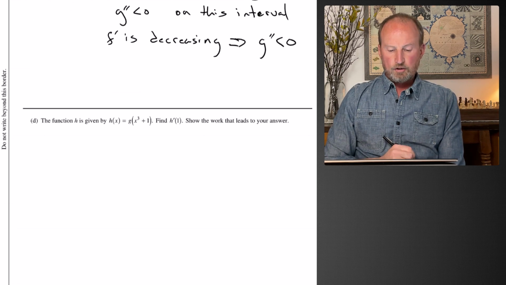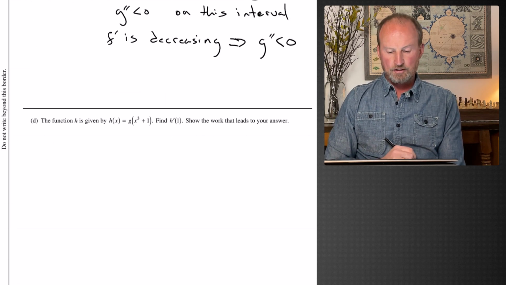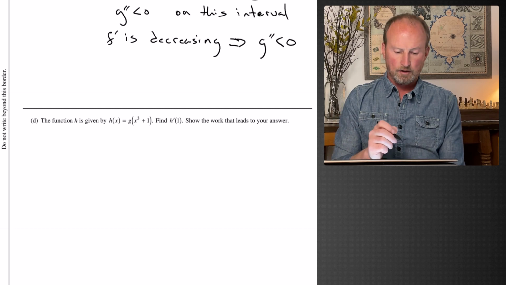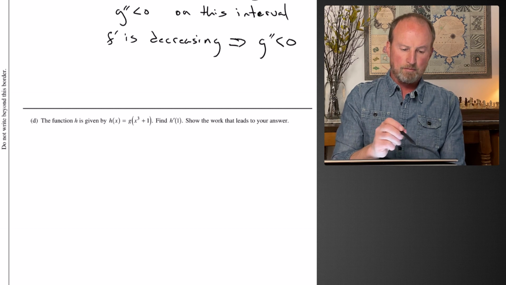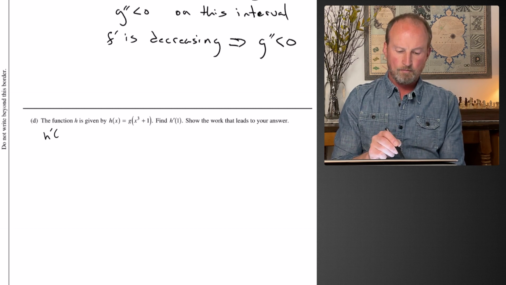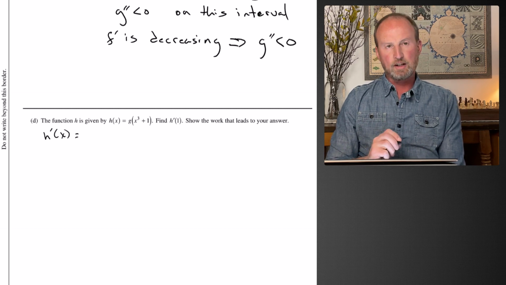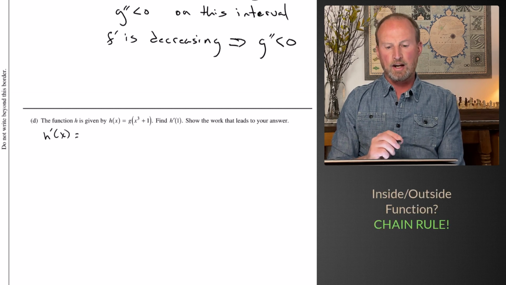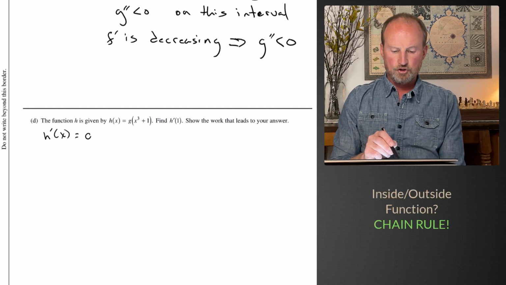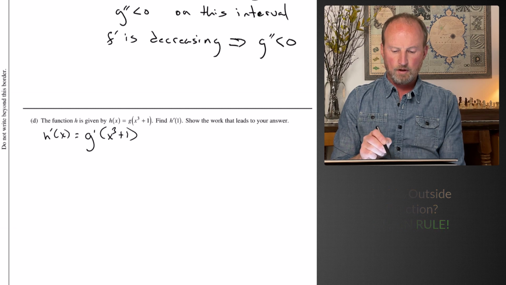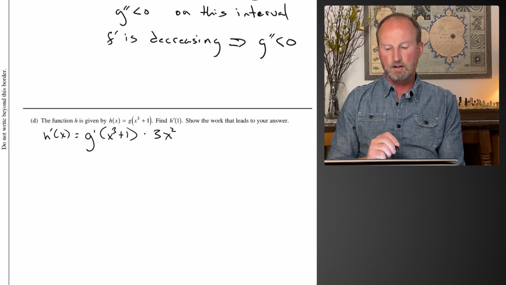Okay. Question D. The function h is given by that function. Find h prime of 1. First step, what is h prime? I see an inside-out function. I see a chain rule. So I have g on the outside. So g prime, leave the inside alone, times the derivative of the inside function.